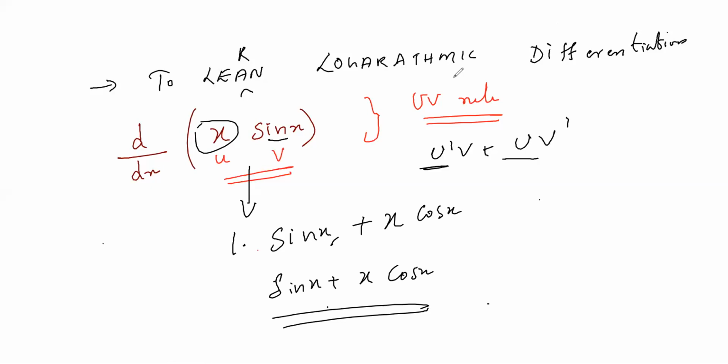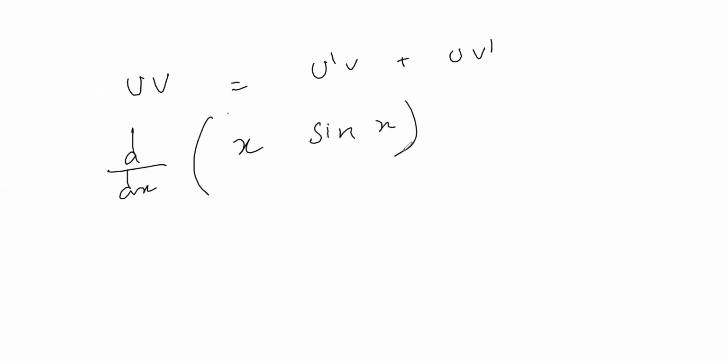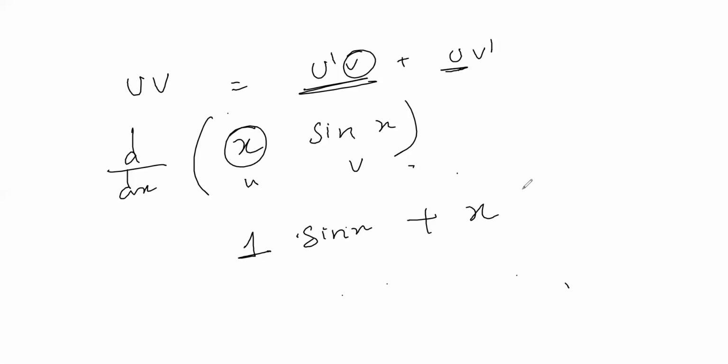So I'll just show you how to do this thing. UV rule, correct? This is what I told. U dash V plus UV dash, where U is the first term and V is the second term. So what I did here, d by dx of x sin x. U is this, V is this. U dash V, dash meaning differentiating the first term. Differentiation of x is 1. Then V term I am just simply putting, 1 dot sin x, plus U term, what is my U term? x. V dash, differentiation of sin x is cos x itself. So that's how I'm getting this.